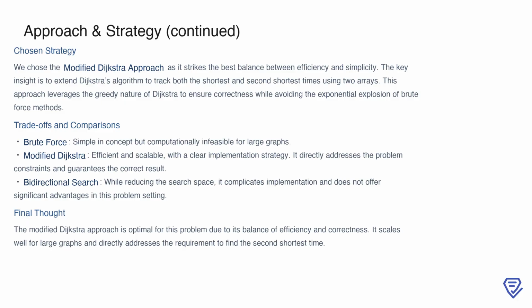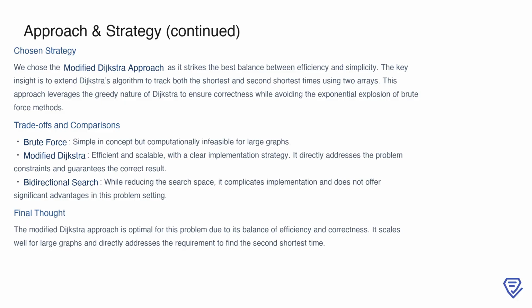When we compare the available strategies, brute force, while simple in concept, is entirely impractical for large graphs due to its exponential time complexity. Bidirectional search, although it may reduce the search space, adds unnecessary complexity without offering significant advantages for this specific problem. In contrast, the modified Dijkstra approach is both efficient and scalable. It is well suited for large graphs, ensuring that the solution is both computationally feasible and easy to implement. Ultimately, this method is optimal for the problem, effectively balancing efficiency and correctness while adhering to the constraints of finding the second shortest time.